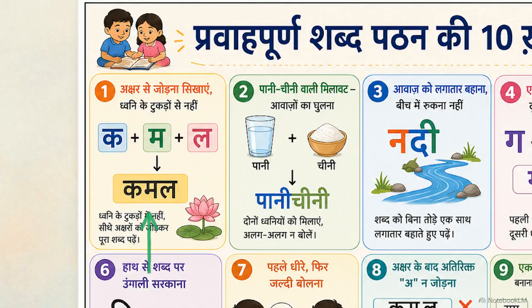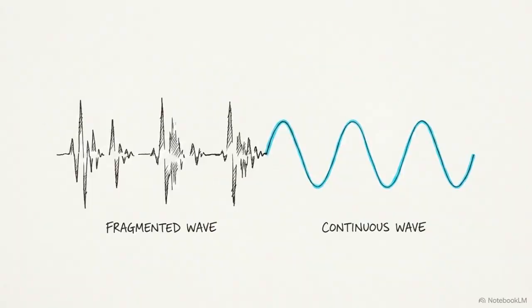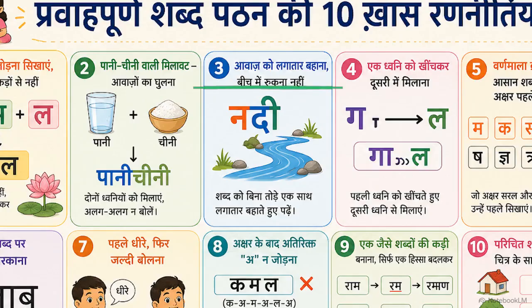Instead of reading Kamal as separate letters, they link into a unified string. Like sugar dissolving in water, individual sounds dissolve together until auditory gaps disappear. True reading begins when mechanical pauses are eliminated and letters fuse into a single auditory event.